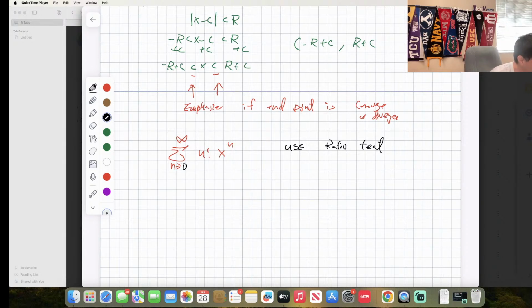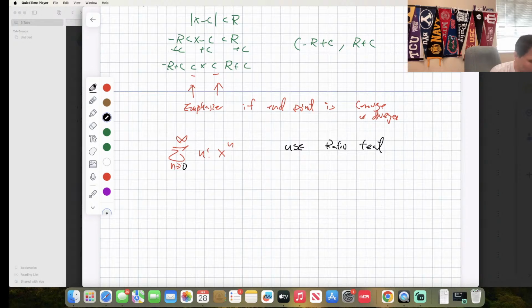Right? It's n factorial times x to the n. It's not a geometric series. We don't have something to compare with, but if you use the ratio test, you always compare your ratio test result to 1. That way we know if it worked.